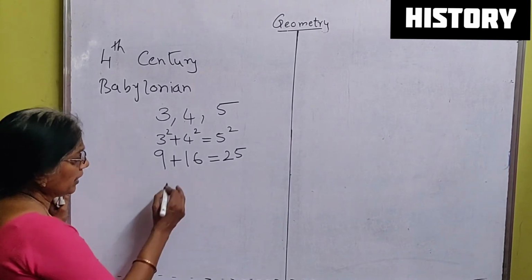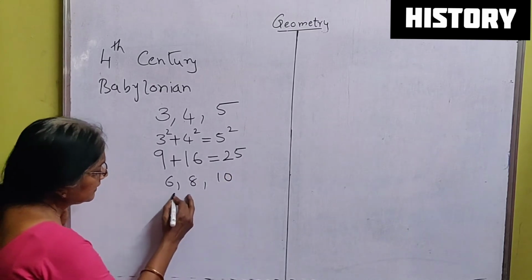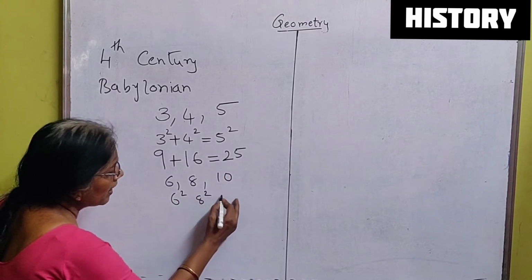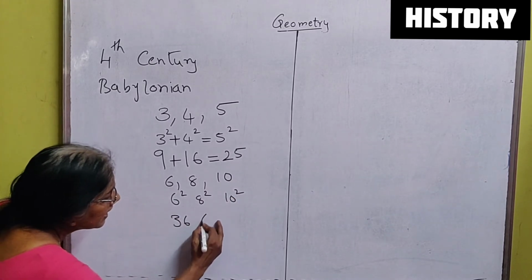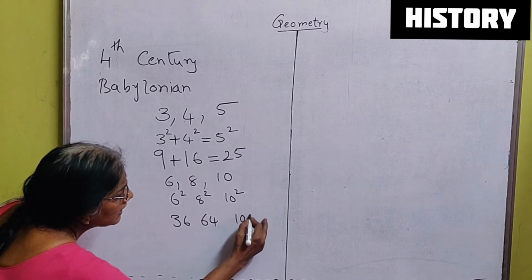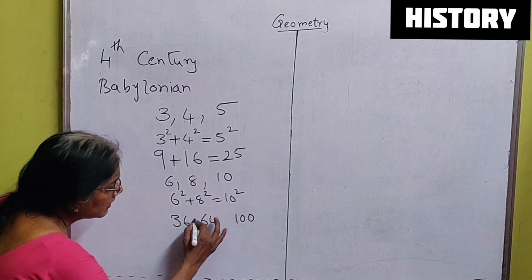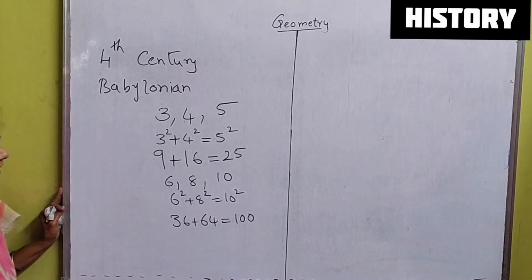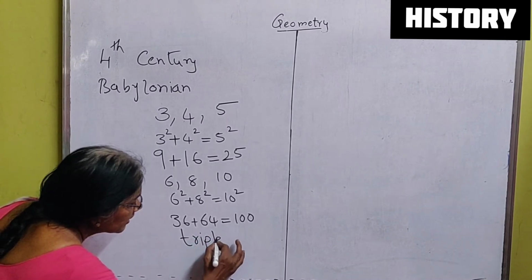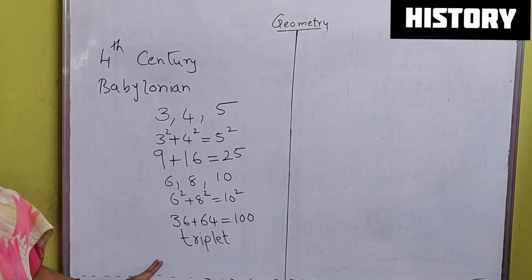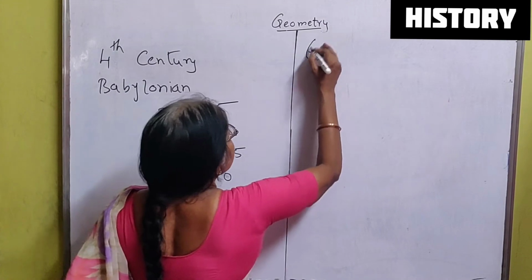Similarly, one more example I can give you: 6, 8 and 10. 6 square is 36, 8 square is 64 and 10 square is 100. When 6 square and 8 square were added, it became equal to 100. So these were called triplets. Triplet means 3 numbers.